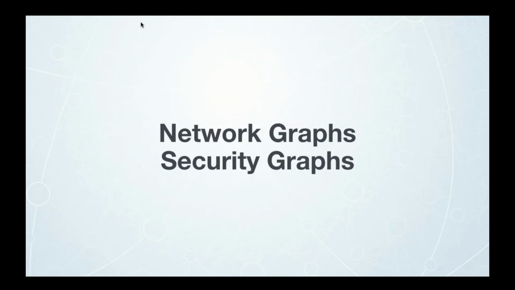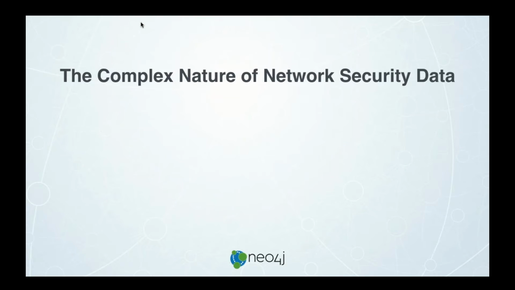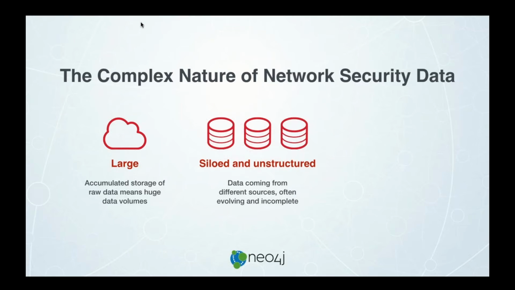Thank you, Will. Okay, so let's move on and talk a little bit about the security graphs. And the nature of modeling network security data is actually very complex. And this is due to the fact that you often have to deal with storage of huge volumes of raw data. Also, the data in itself comes from different sources. It's constantly evolving, and it's often incomplete. And last but not least, you're dealing with a constant flow of newly generated data. And all this combined makes this a pretty complex task.